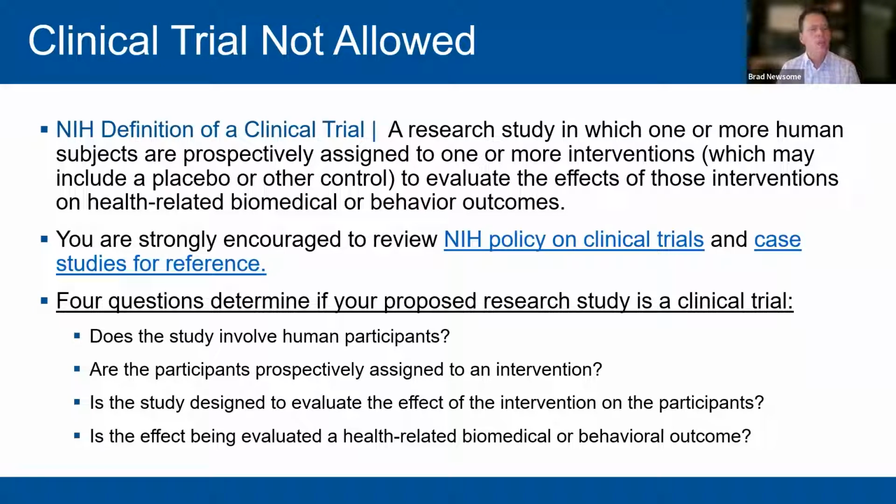And for determining this, we use 4 questions to determine if your proposal is a clinical trial. Does the study involve human participants? Are the participants prospectively assigned to an intervention? Is the study designed to evaluate the effect of the intervention on the participants? And is the effect being evaluated a health-related biomedical or behavioral outcome? If you answer yes to all 4 of these questions, NIH determines this application to be a clinical trial. And in that case, it would not be responsive to this U01 clinical trial not allowed mechanism.